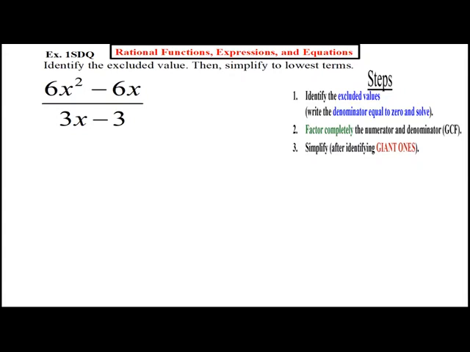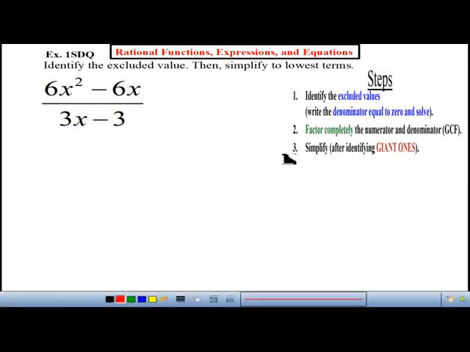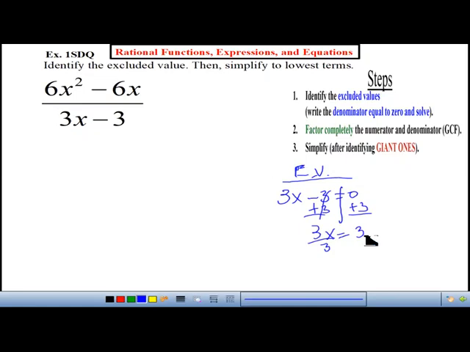All right. See what we got. Excluded values or value. Let's see. We have the denominator, which is 3x minus 3. We set that equal to 0. If you notice, it's not a quadratic, so that means we're only going to get one excluded value. So plus 3, plus 3. 3x equals 3. Divide by 3, divide by 3. x equals 1. So my excluded value is 1. Hands if you got that. Okay, good.